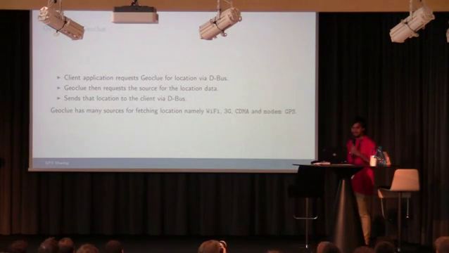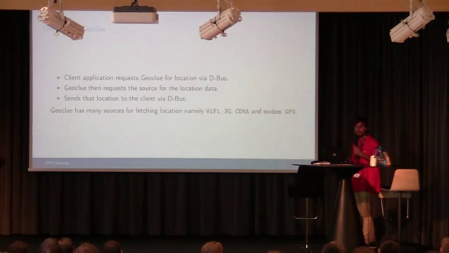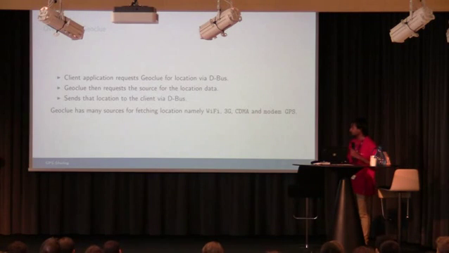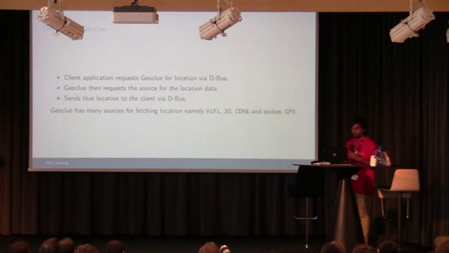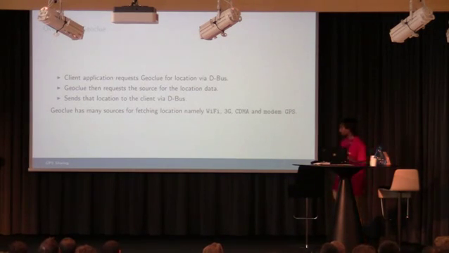GeoClue is a D-Bus application that helps GNOME applications to get the device's current location. GeoClue handles all the background details of where it gets the location from, whether it's GPS, 3G network, or even Mozilla Location Services or other location services.